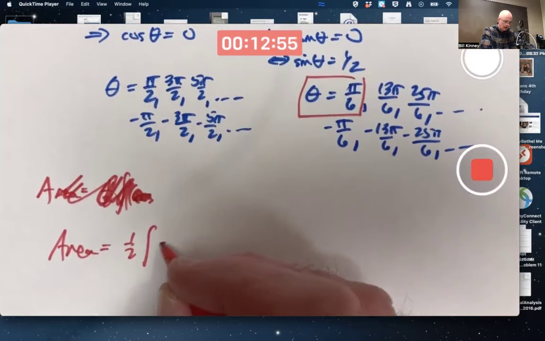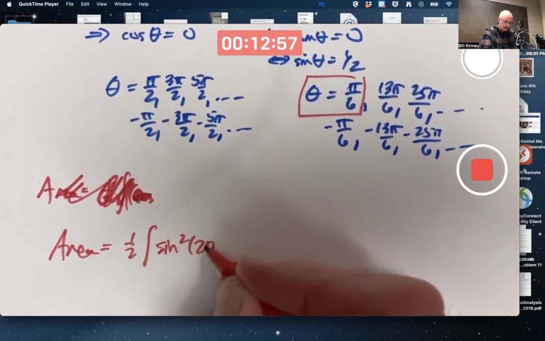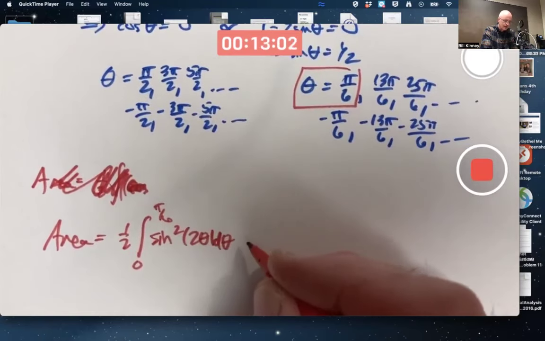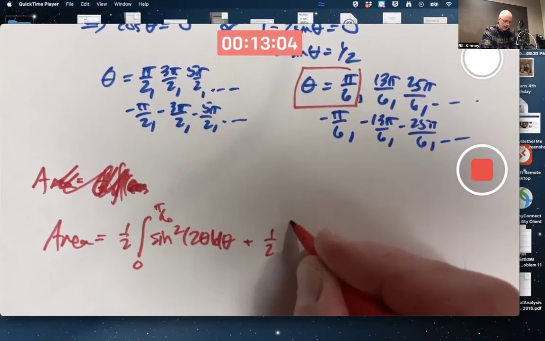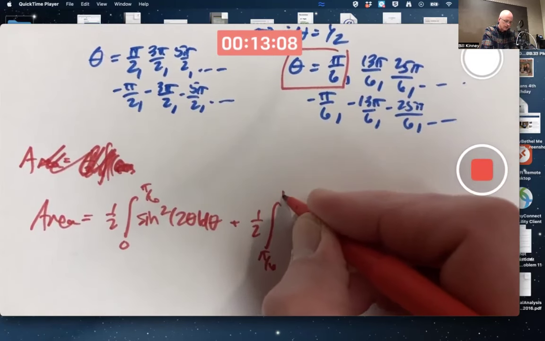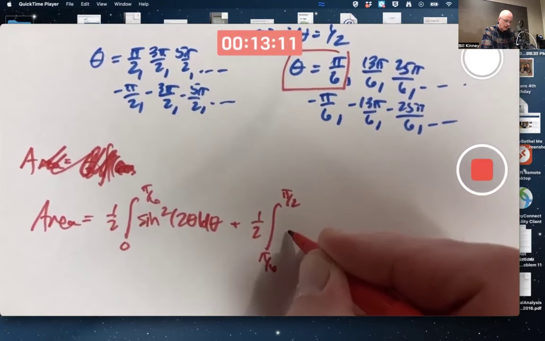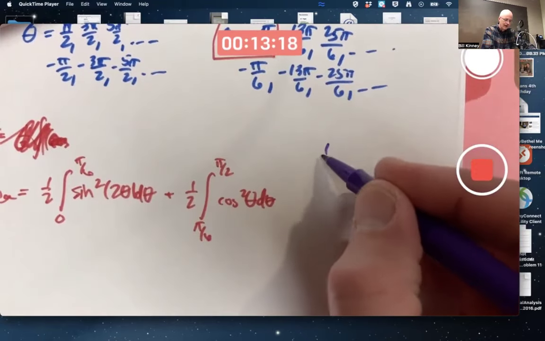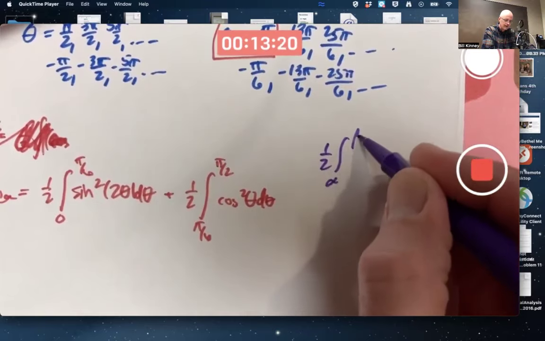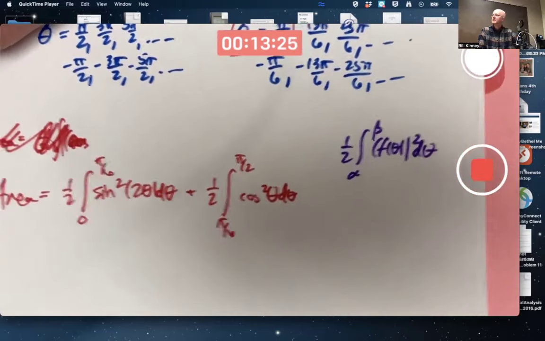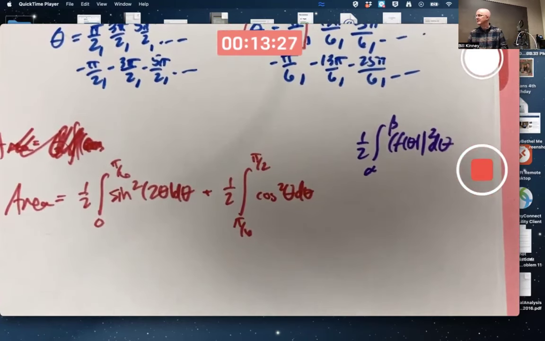So that's got to get squared. I'll write it as sine squared 2 theta. As theta goes from 0 to pi over 6, plus 1/2 times the integral of the other one from pi over 6 to pi over 2. And that other one was cos theta, and it gets squared. I'm using the formula 1/2 integral from alpha to beta of f of theta squared. That's what I'm using there. That's why you see these functions being squared and having the 1/2 in front.